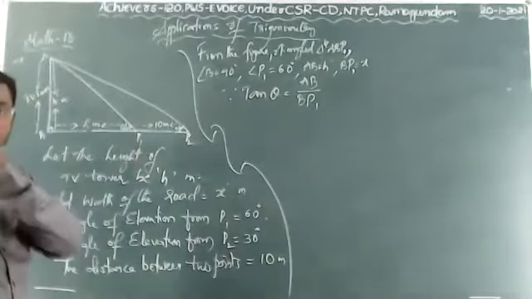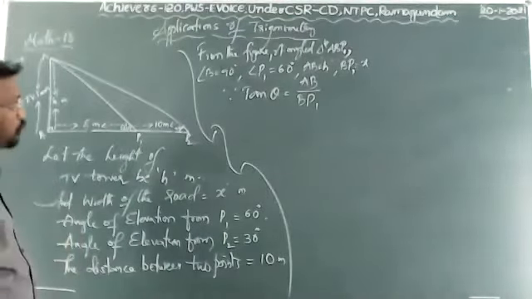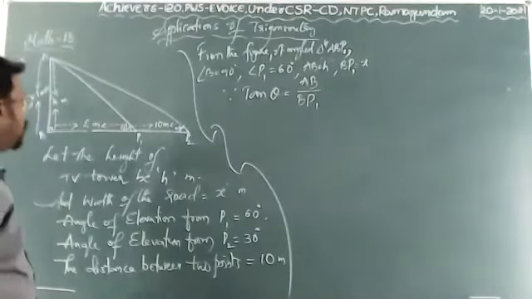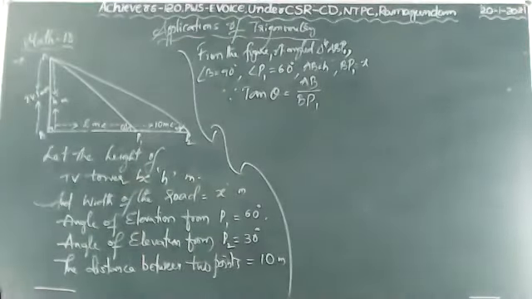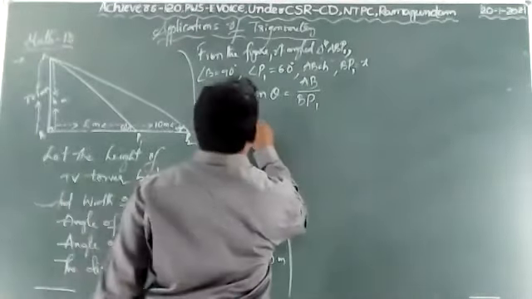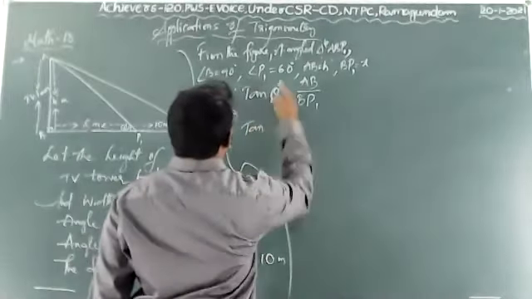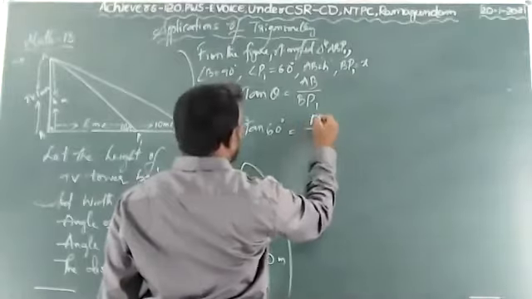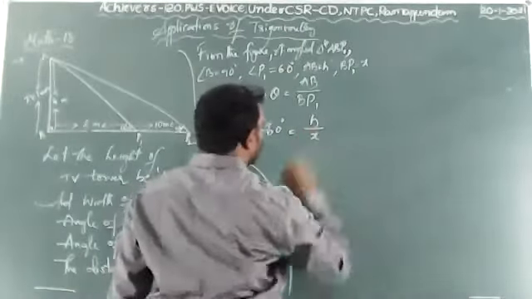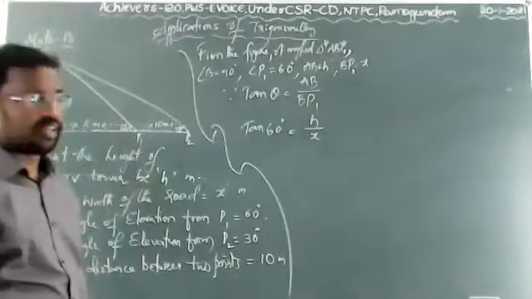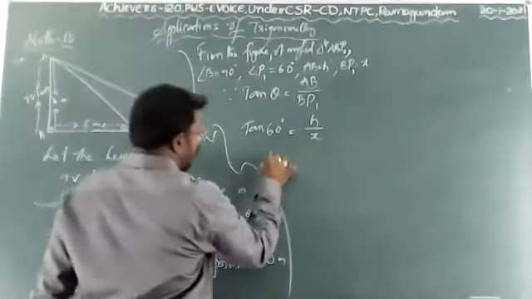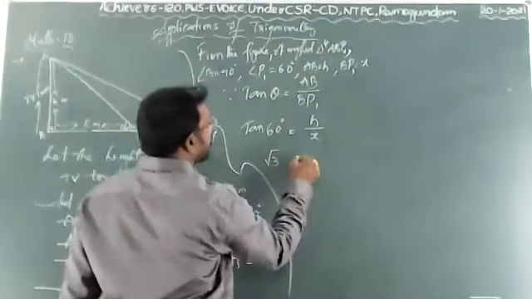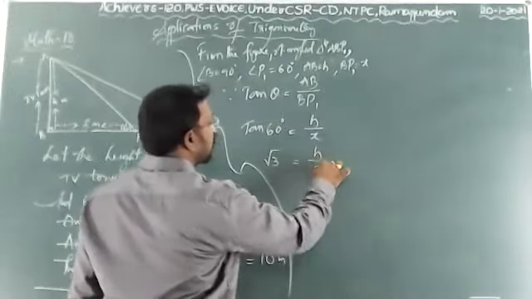AB by BP1. Now substitute the values. That is nothing but tan theta. Theta is equal to how much? 60. AB is equal to H. BP1 is equal to X. Substitute. Tan 60. Tan 60 value is root 3. That is H by X.